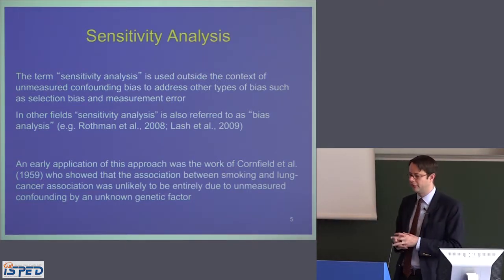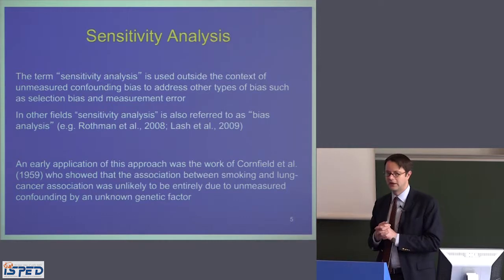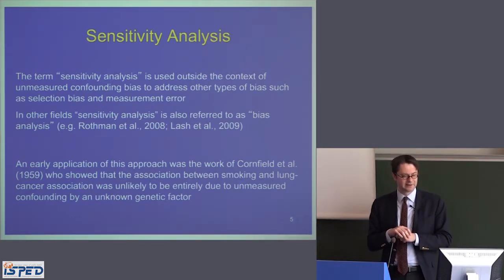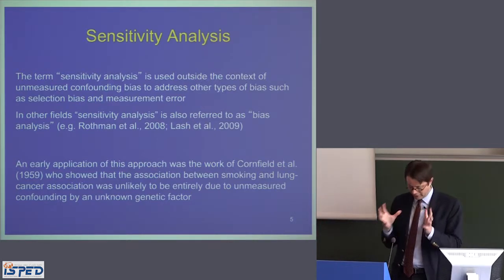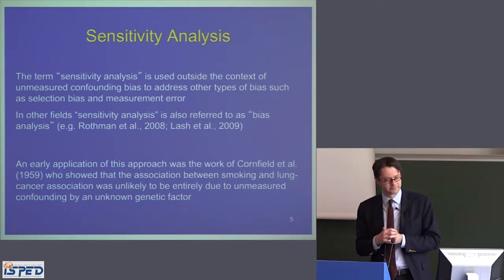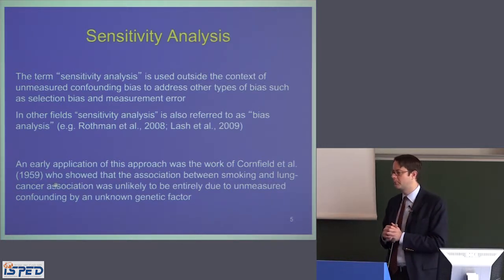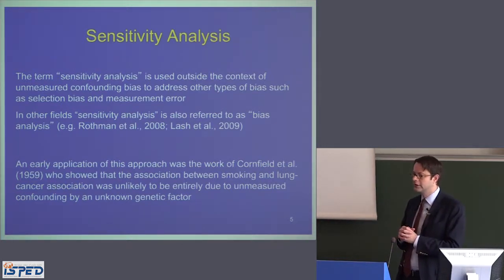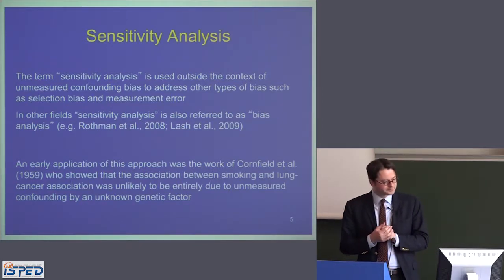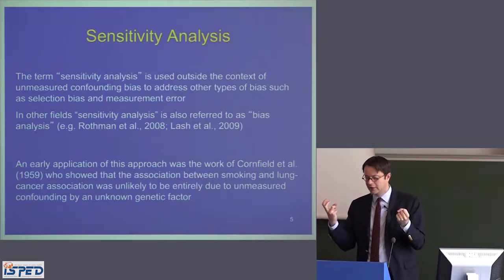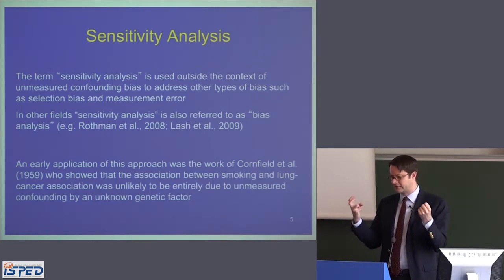Here, I will be focusing, though, just on the problem of unmeasured confounding. We can talk about those other biases later, perhaps. But here, I'll be focusing on unmeasured confounding. And a relatively early application of this approach was the work by Cornfield and co-authors concerning the association between smoking and lung cancer.